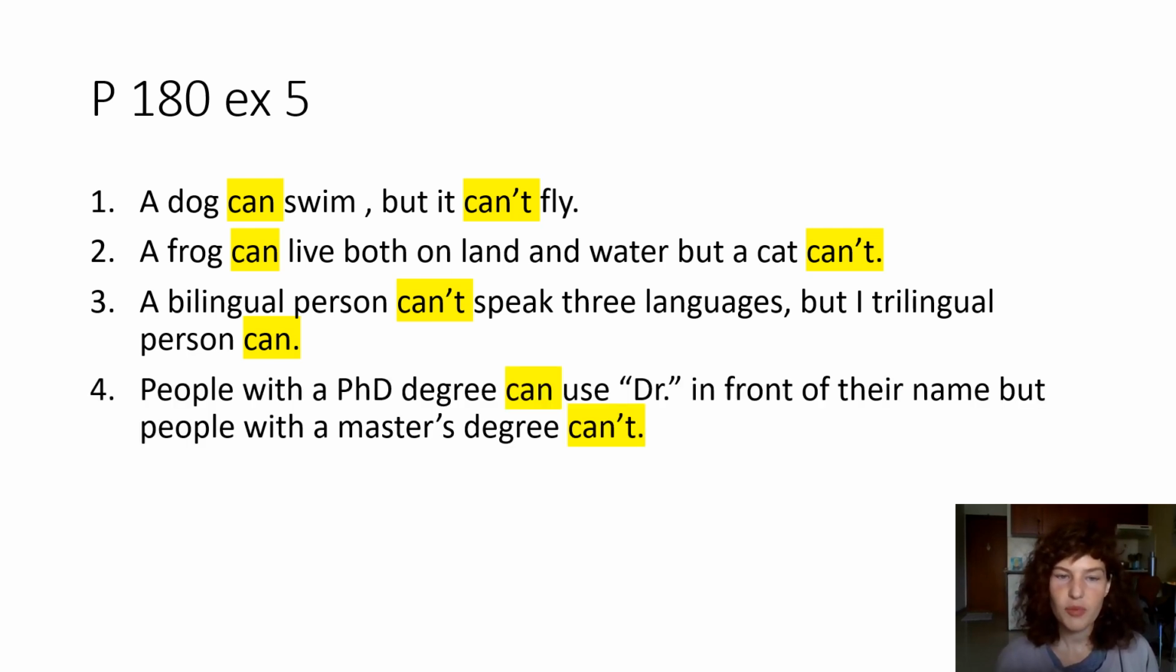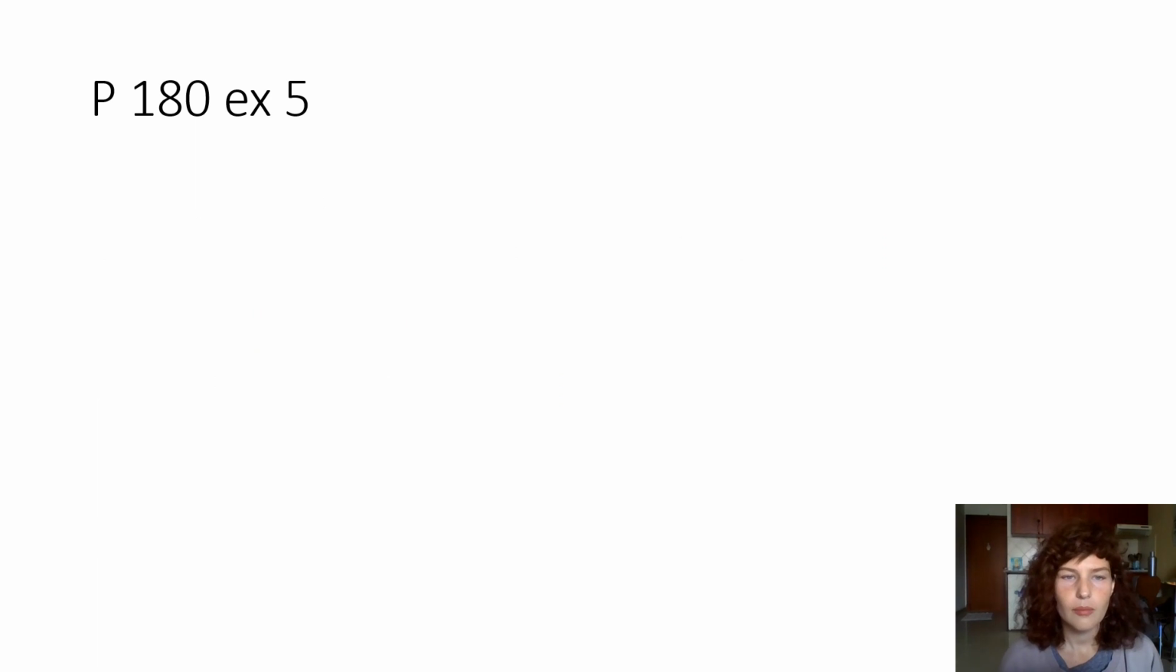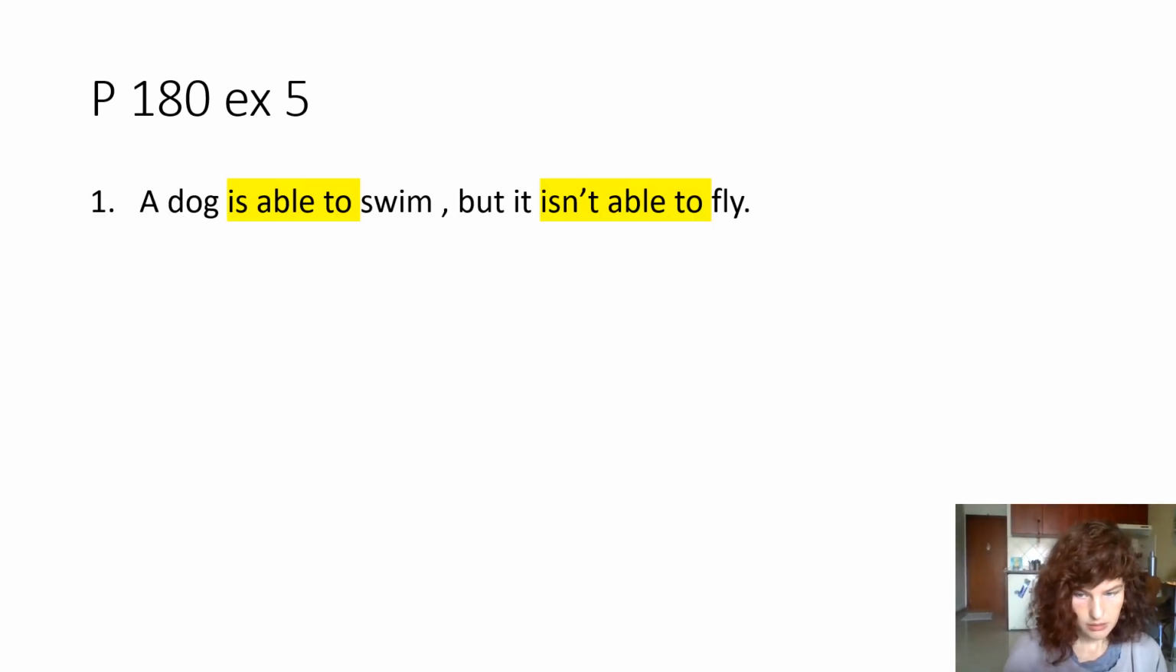And then we have people with a PhD degree can use doctor in front of their name, but people with a master's degree can't. Okay, so go ahead right now, and I'm going to have you pause the recording and do part 2. So this is creating the exact same sentences, but using be able to. So the first one I already did, right? A dog is able to swim, but it isn't able to fly.